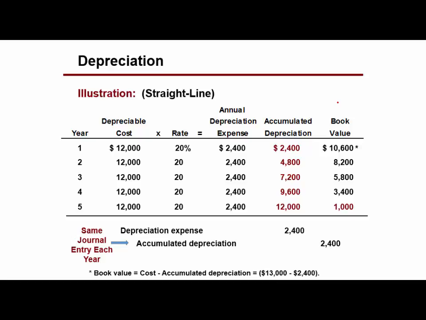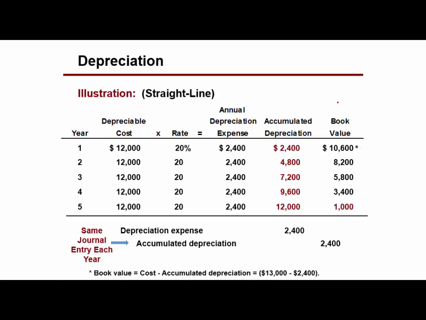But as long as we're good on that, then we should realize that $12,000 times 20% gives me $2,400 in year 1, $2,400 in year 2, $2,400 in year 3, and so on. Straight line takes the same amount each year. Notice the book value is what I paid for the asset, the $13,000, minus, for year 1, $2,400. You see down here at the bottom that gives me a $10,600 book value, right?